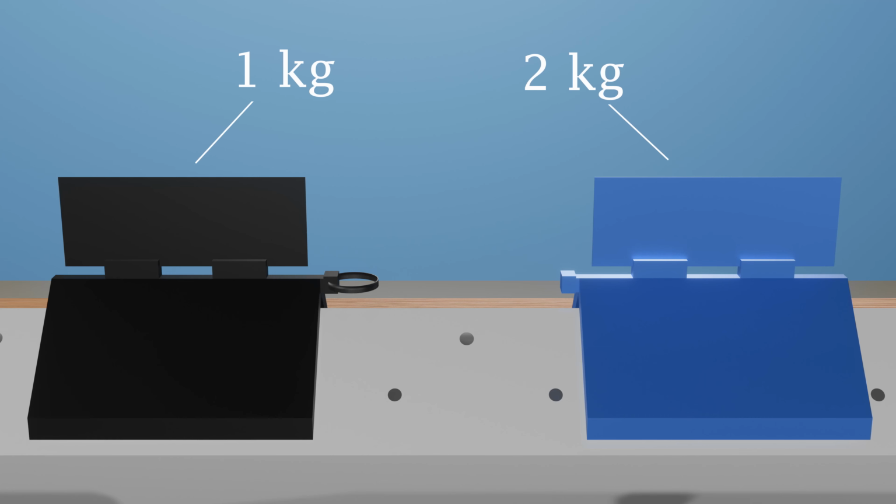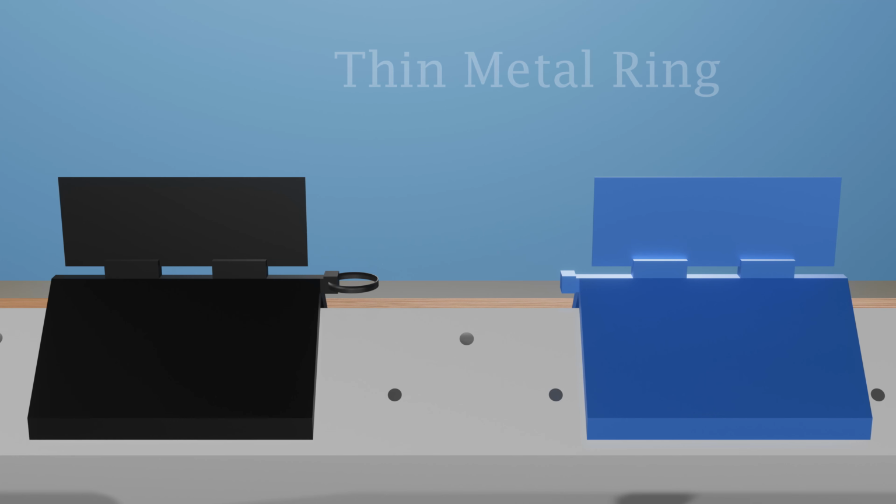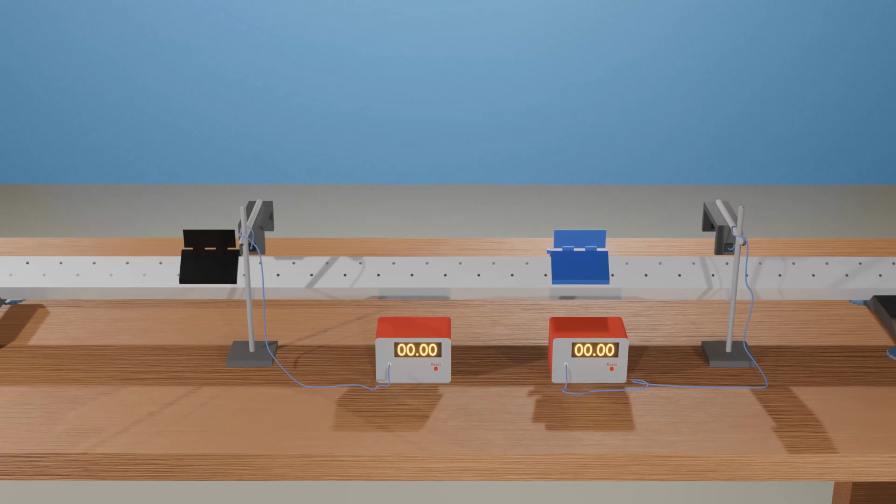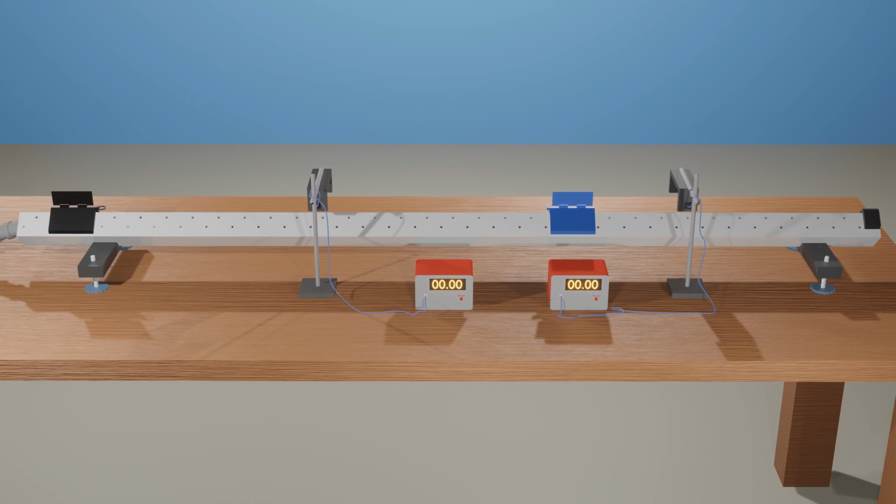To simplify calculations, we'll be using a black rider of 1 kg and a blue rider of 2 kg. You'll notice a thin metal ring at the end of the black rider. This acts like a spring and ensures an elastic collision between the two riders. It is important to pay attention to the first scalar timer, as it will be recording 2 separate times.